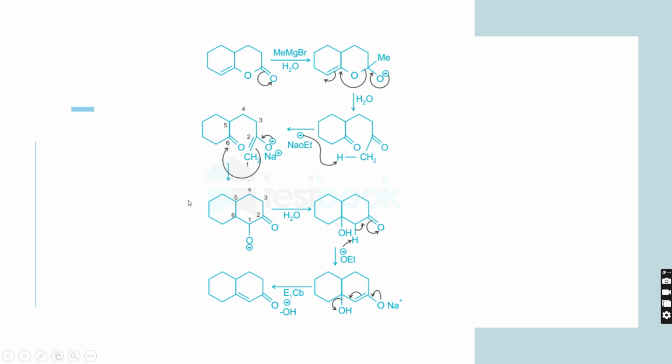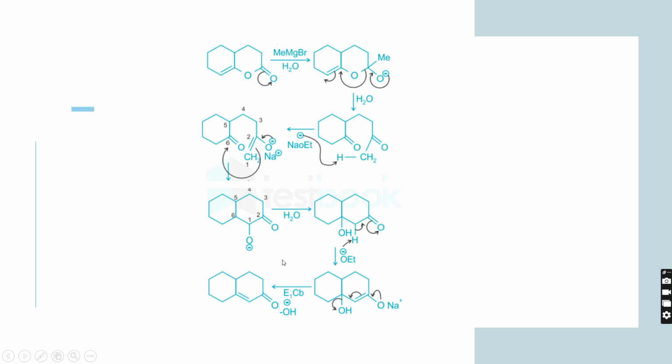And you will get formation of this bicyclic compound with oxyanion here. This oxyanion gets protonated first, and then in the subsequent step it will undergo dehydration, or it will follow E1CB mechanism to give you this alpha beta unsaturated Robinson annulation product as the final product.